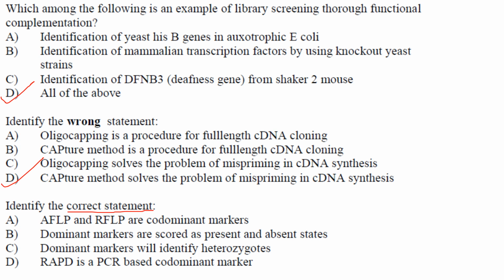That's correct. Dominant markers will identify heterozygotes. No, they cannot distinguish between homozygote and heterozygote. Only dominant presence can be identified. That is, if you have the alleles capital A small a, then because of the presence of dominant A, it will be detected, but it will not say it is a heterozygous condition. Okay. So C is incorrect. RAPD is a PCR based codominant marker. No, RAPD are dominant markers. So the answer here is option B.